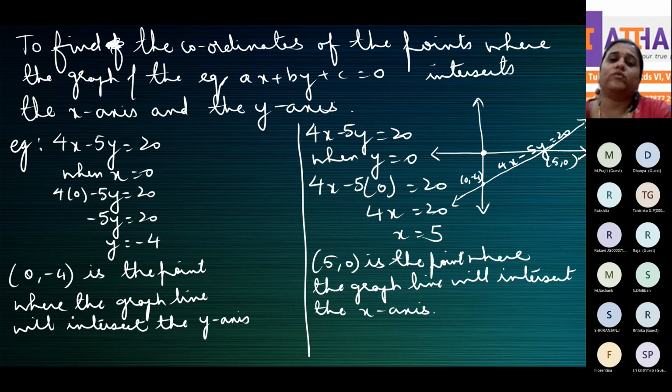So if you want to find out where the graph line will intersect the x and y axis: if you want to know where it intersects the x-axis, you should take y as 0. If you want to find where it intersects the y-axis, you must take x as 0. If you take x as 0, you will find where the graph line cuts the y-axis. If you take y as 0, you can find where the graph line intersects the x-axis.